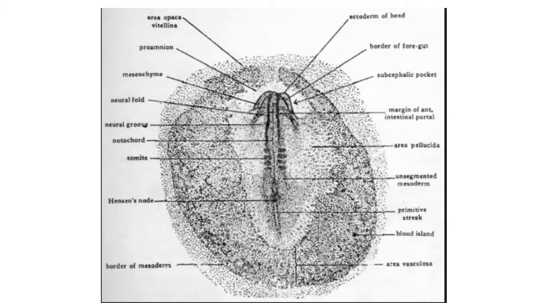4 pairs of somites have arisen. You have the notochord in the center and you have the neural groove, and the neural folds have developed, and again proamnion is visible. And the ectoderm of the head region is visible. You also see the foregut region. In the foregut region, area pellucida is clearly visible and area opaca is darkly pigmented. Hensen's node is still present at 24 hours.